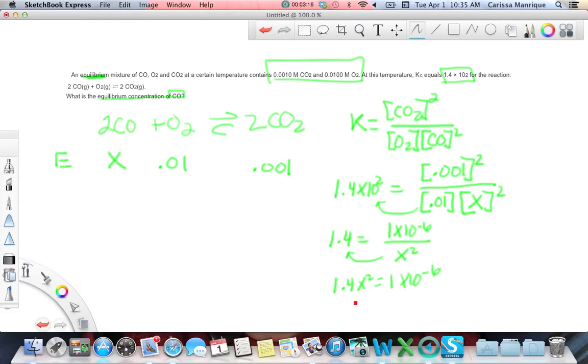Now I need to isolate x, so I'm going to divide these. So 1 times 10 to the negative 6 divided by 1.4 equals 7.14 times 10 to the negative 7. Then remember, to get rid of a squared, you're going to raise both sides to 1/2, so that just gets rid of the squared. So raise this to the 1/2, which is just the square root. So then x equals 8.45 times 10 to the negative 4 molar. Hope that helps.